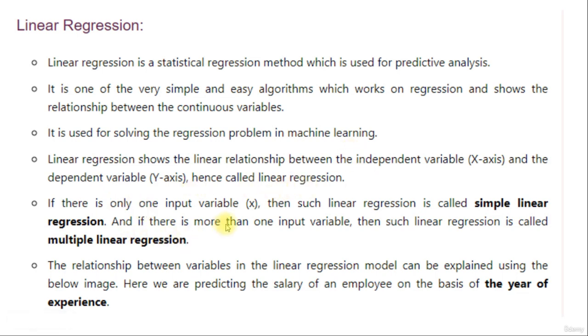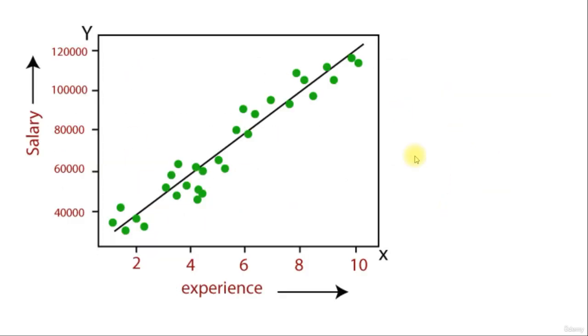If there is only one input variable x, then such linear regression is called simple linear regression. And if there are more than one input variables, then such regression is called multilinear regression. So when we have more than one feature on which the value of the target variable depends, it is called multilinear regression. The relationship between variables in linear regression can be explained using the below image, and here we are predicting the salary of an employee based on years of experience. With the help of this image, linear regression will be very clear to you.